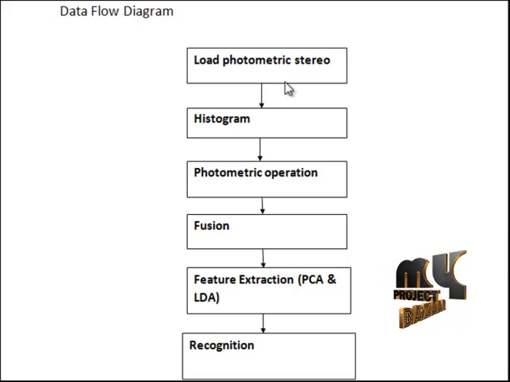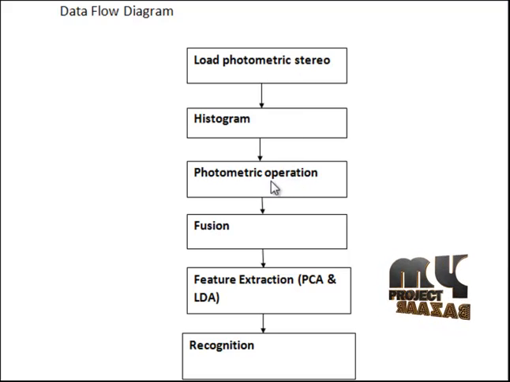First, we will load. Photometric Stereo is a technique in computer vision for estimating the surface normal of objects by observing that object under different lighting conditions. Given a reference map, we can determine a unique value of radiance and hence image intensity from a given surface orientation. The next one is histogram. Then histogram will be applied for Photometric Stereo images.